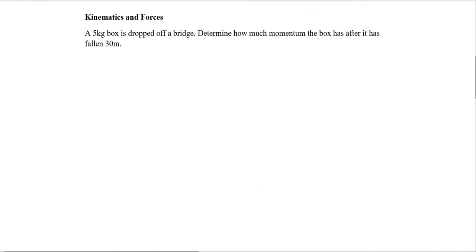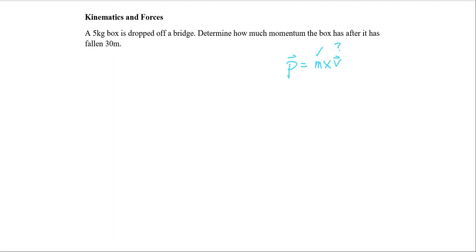Sometimes in our problems, we're also going to have to use kinematics or forces before we can actually begin doing the problem. Let's take a look at this one. A 5 kilogram box is dropped off of a bridge. Determine how much momentum the box has after it has fallen 30 meters. Well, if I wanted to find momentum, it is my mass multiplied by my velocity. But the issue here is that I might have my mass, but I don't know my velocity. How fast is it going? Well, we can go ahead and do this using some kinematics.